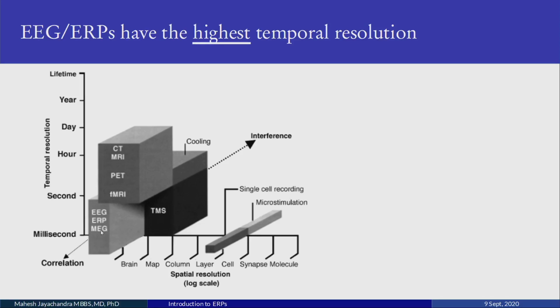MEG is the recording of the magnetic fields of the brain. If you remember your Fleming's laws, the electrical field is perpendicular to, or orthogonal to, the magnetic field, except that you need a special recording setup using SQUIDs, not the squid we were talking about, but superconducting quantum interference devices, and that makes it very expensive to deploy on a large scale. So EEG, ERPs still remain the simplest and the most cost-effective tool to look at brain function.